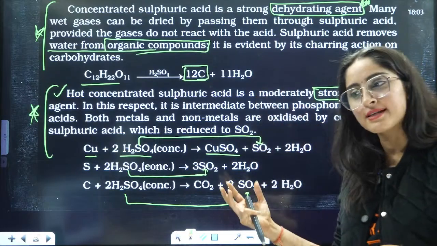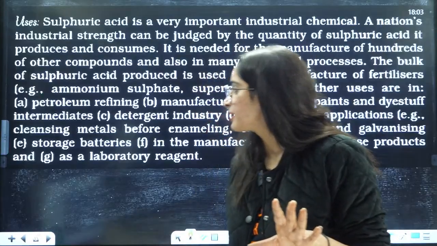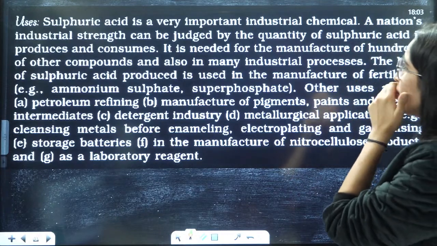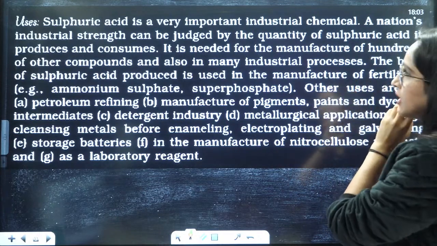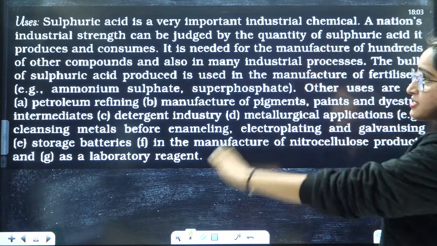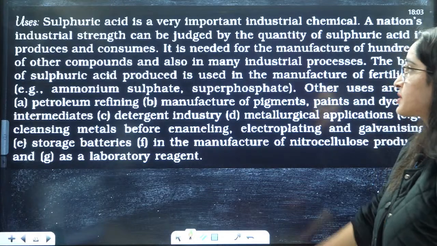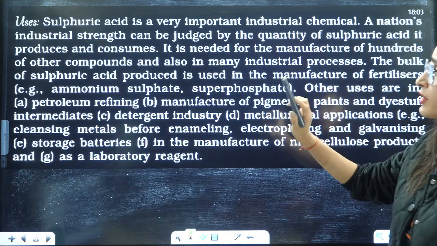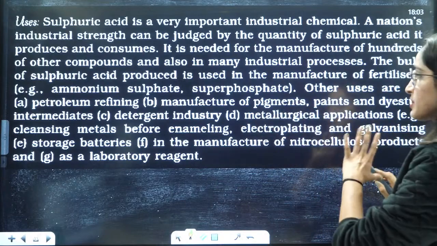This is a good oxidizing agent. Just remember that. Next is sulfuric acid, a very important industrial chemical. A nation's industrial strength can be judged by the quantity of sulfuric acid it produces and consumes. It is needed for the manufacture of hundreds of compounds and in many industrial processes.